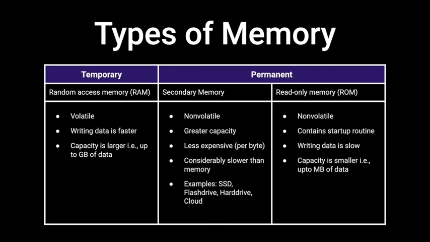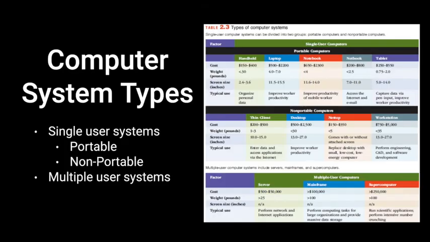And the last topic that we have for our hardware is the types of computer systems. We have our single user systems, ones that we are familiar of. They can be either portable or non-portable units. These include our handheld devices or our smartphones. It includes our laptops, notebooks, netbooks, and tablets. All that can be seen here in our table. So these are our portable single-user devices.